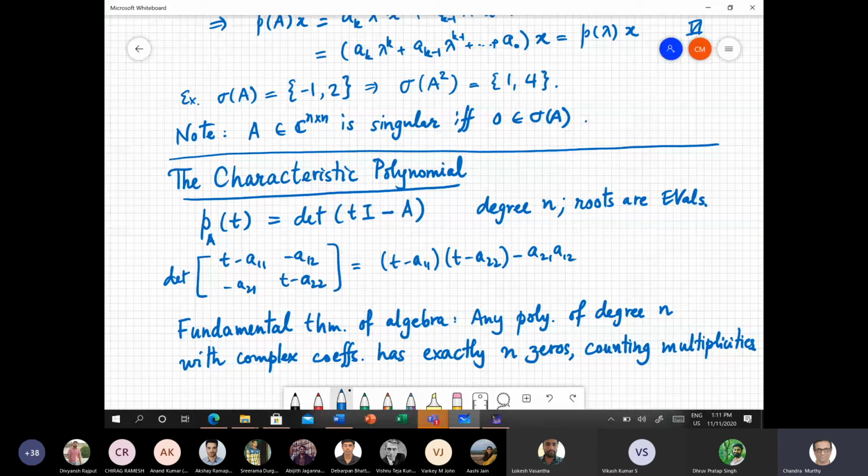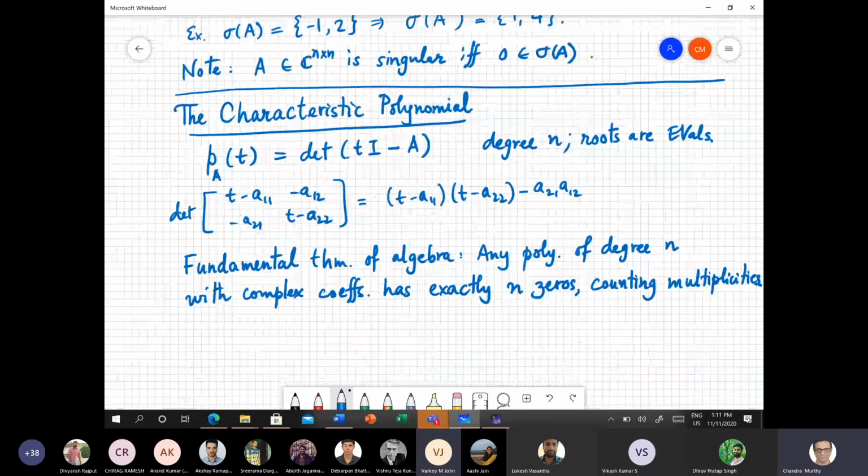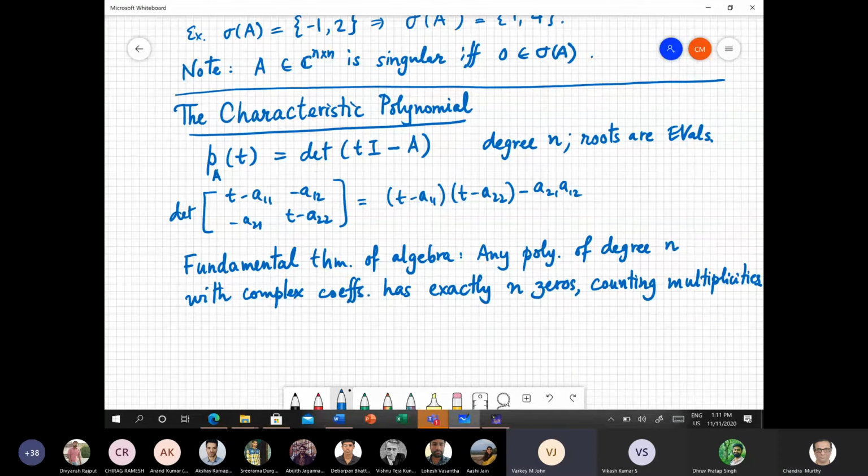For example, the n cross n identity matrix has exactly n eigenvalues, all equal to 1. Sir, complex coefficients means real also is included? Yes. Okay.